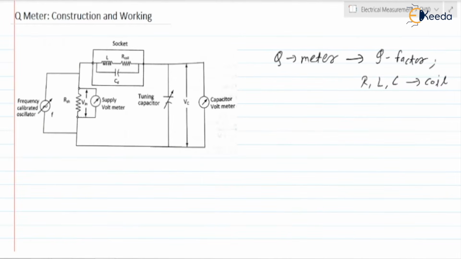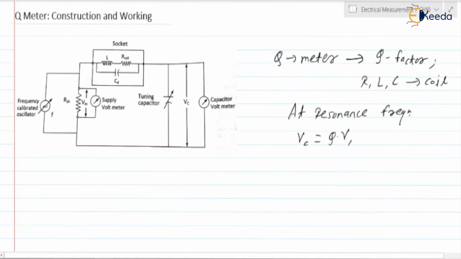If the voltage applied across the circuit is kept constant, then the voltmeter connected across the capacitor can be calibrated to indicate Q factor directly. So at resonance frequency we have Vc is equal to Q into V in, where V in is the input voltage.